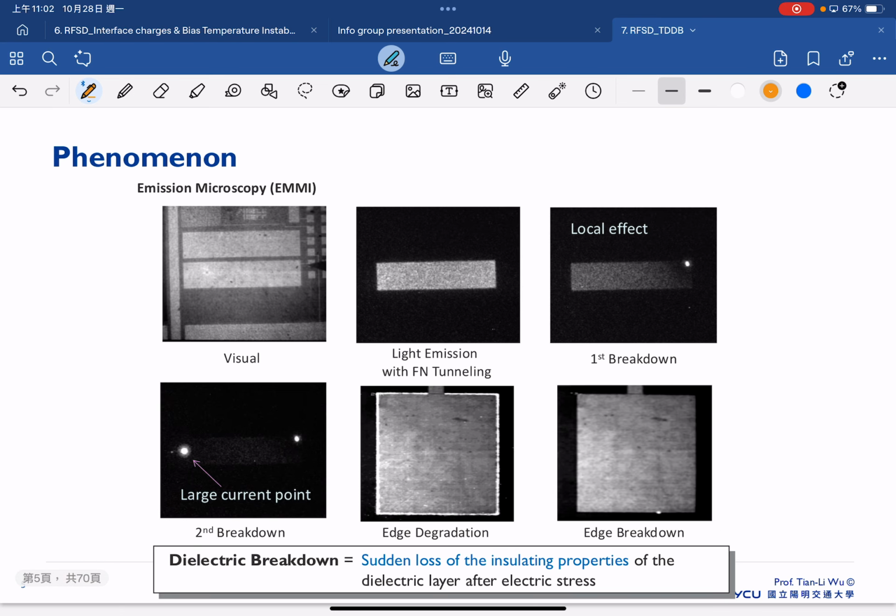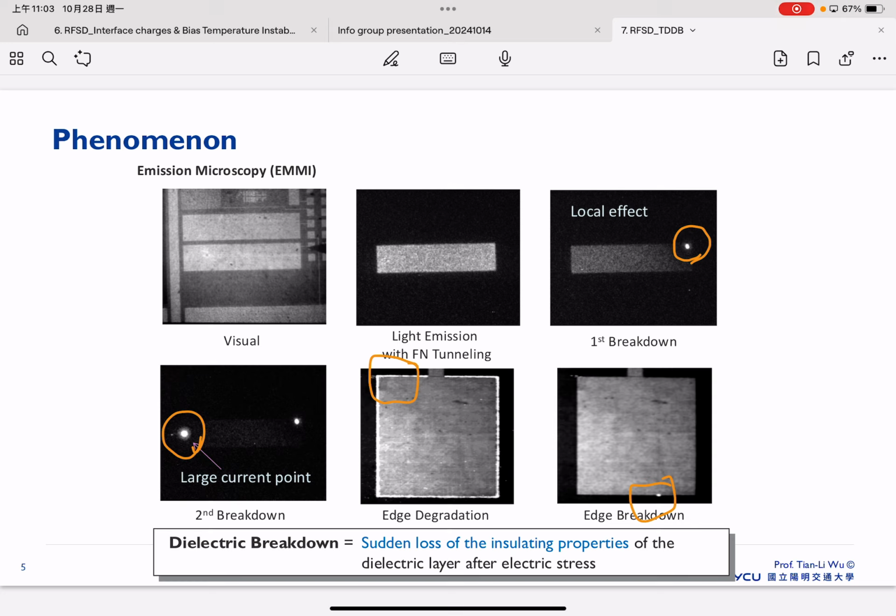And after TDDB, if we conduct emission microscopy, which we call EMM measurement, you can see a bright spot here or here. The bright spot means you have a huge current going through this location, and that can be sensed by emission microscopy. So that's the evidence of our dielectric breakdown. Once you have hard breakdown, you can see a certain place where a very high current goes through, and you can see this effect from the emission microscopy. Therefore, emission microscopy is a very powerful way to understand the TDDB, and also anything related to current-induced failures.